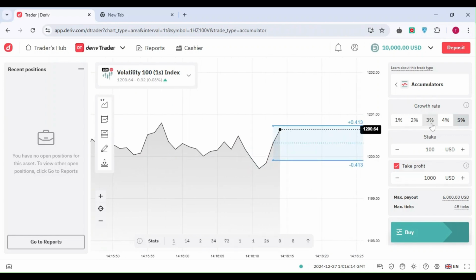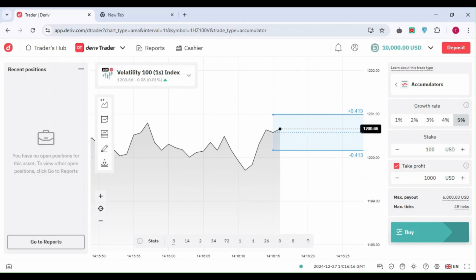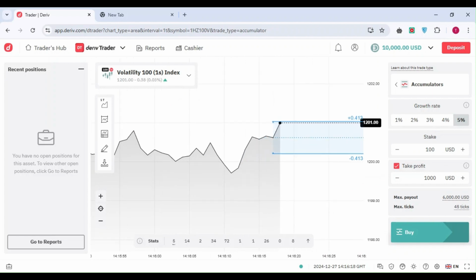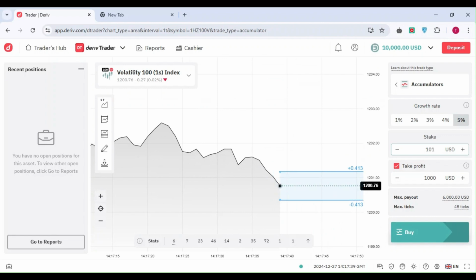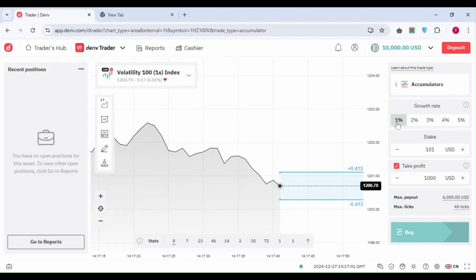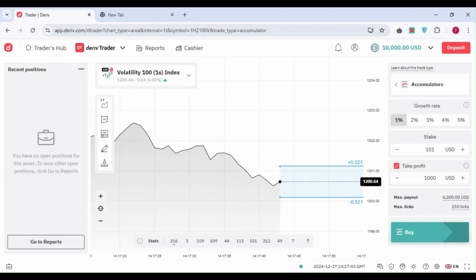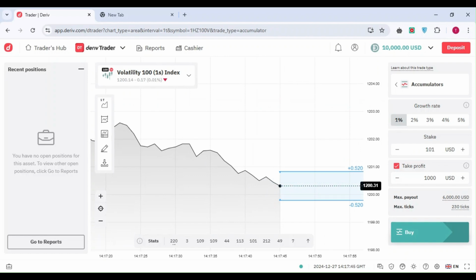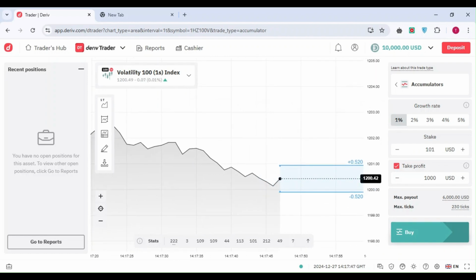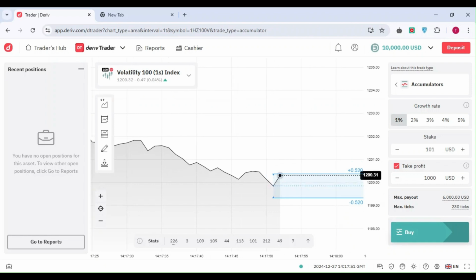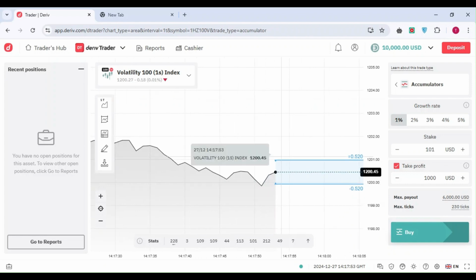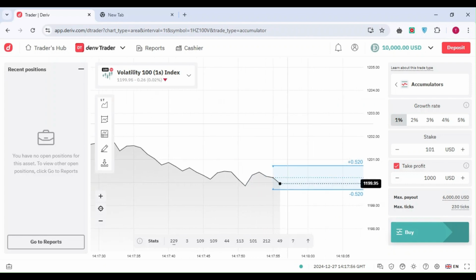You cannot manipulate the growth rate past 5%. I know you want to grow your account fast, but if you put a lower growth rate, like 1%, then the ticks are not as random, and they can go on for longer. Therefore, the chances of the price going out of range and starting again are low.